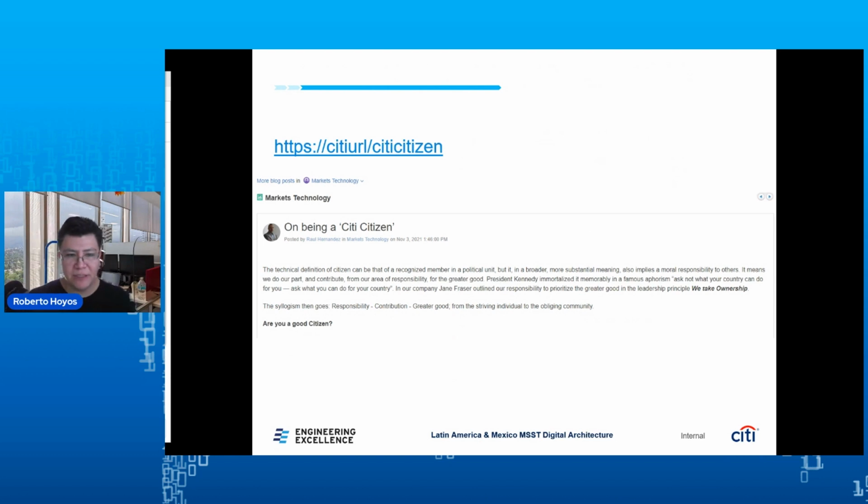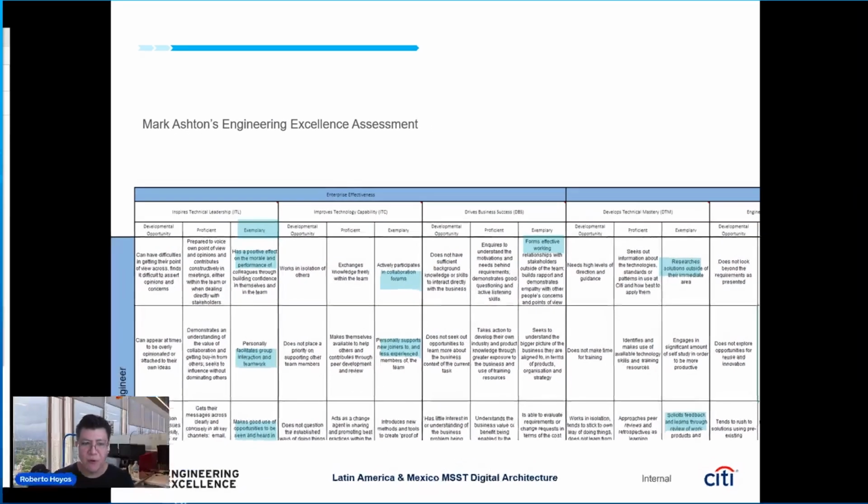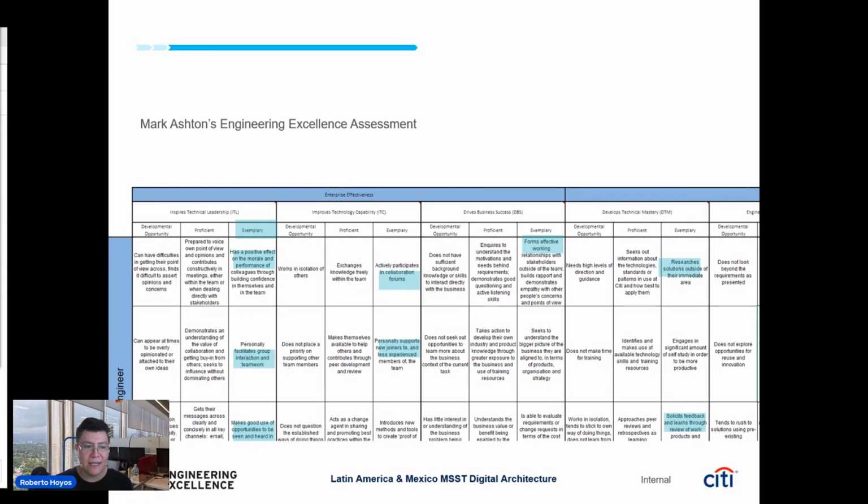I amply recommend reading this post by Raul Hernandez, Director for Markets Technology in Mexico. The core idea is we have responsibilities to our community, mindful of their needs, and engaged in the challenges as well. See, for instance, this part of the engineering excellence. This is Mark Ashton's creation. And I highlight the items that the organization believes are necessary if we want to reach an exceptional level. We need to reach beyond our immediate group, to challenge, to propose, to negotiate, to educate, and I believe this last element to be the more lasting and important element of innovation.